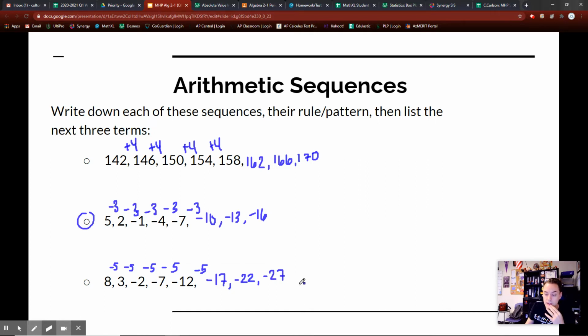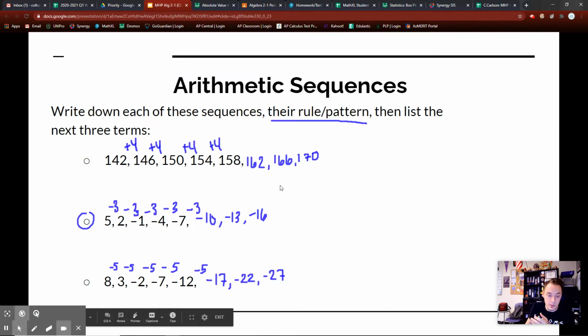Okay? Negative 27. Sweet. So this is what I have with regards to a sequence and a pattern. This is what we call the rule, their pattern. And this is a sequence. Okay, these are sequences.